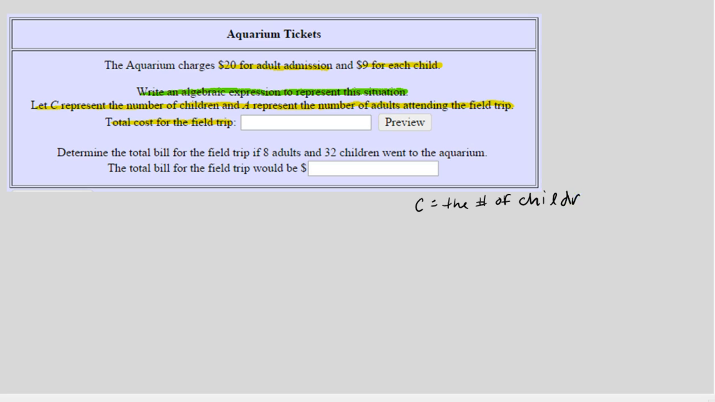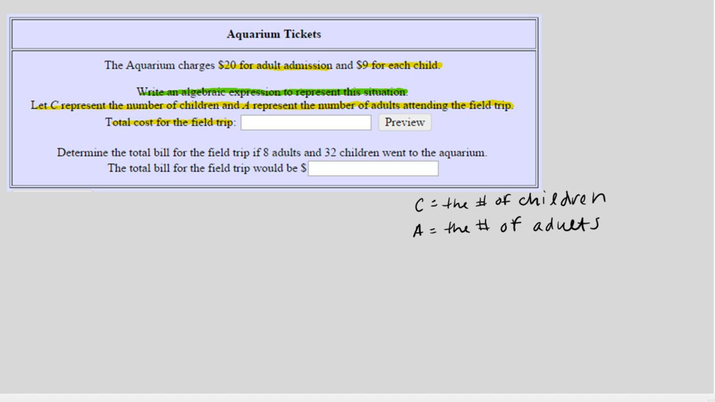And don't just write children. Notice that it's number of children, because we have another number for children, how much it costs per child, but we're interested in the number of children. So when you write your variables, try to be as specific as possible. And A equals the number of adults. And these are both attending the field trip, but I'm not going to write all of that out.